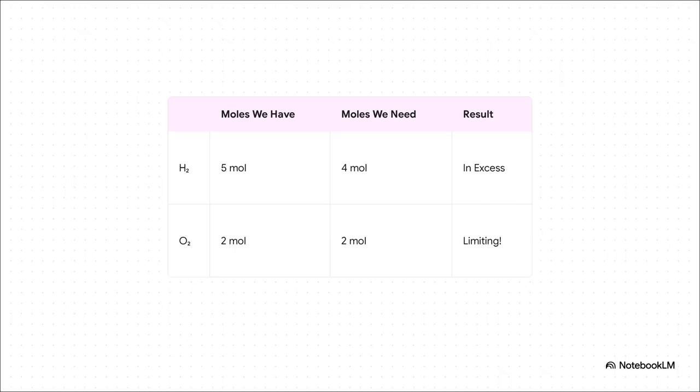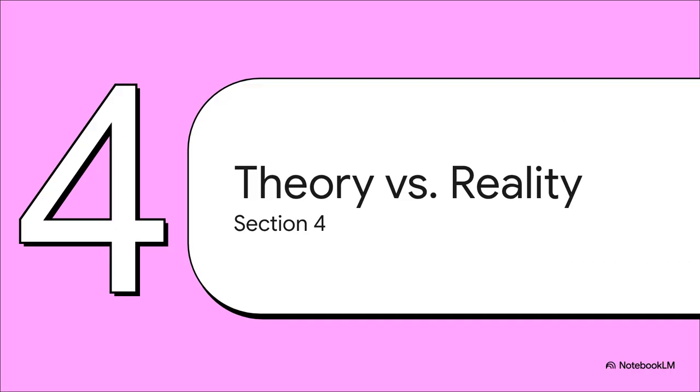Well, look at what we have. We've got 5 moles of hydrogen. That's more than enough. So we're going to run out of oxygen first. That makes oxygen our limiting reactant. Simple as that. So, let's recap where we are. We have a perfectly balanced recipe. We even know which ingredient is going to run out first. We're all set, right? Well, not quite, because in the real world, things rarely, if ever, go 100% perfectly.